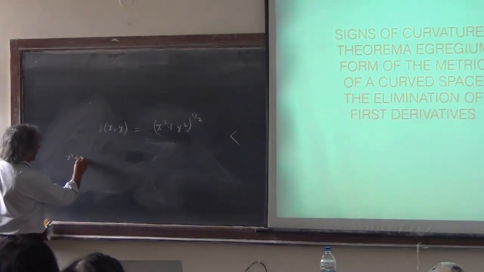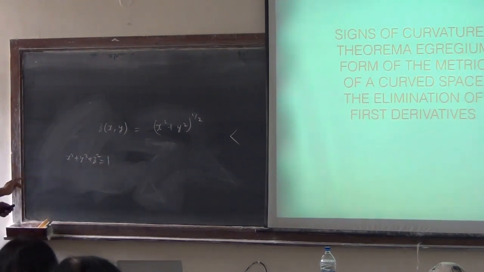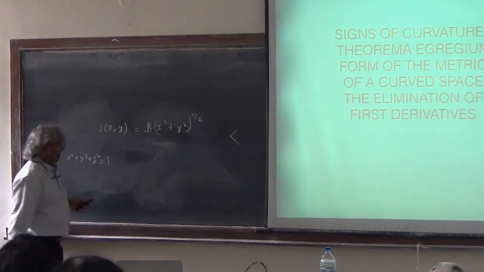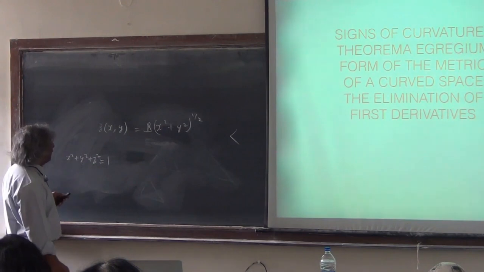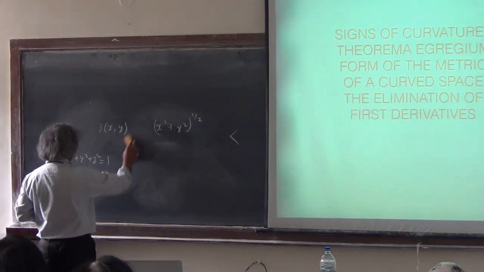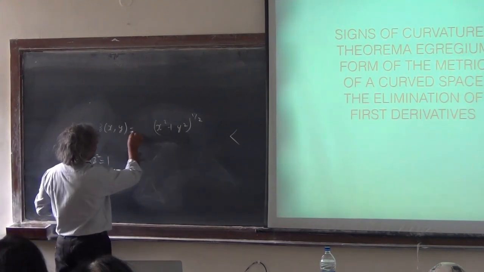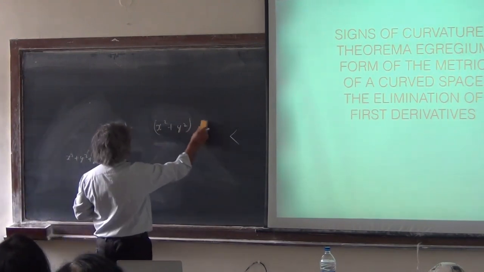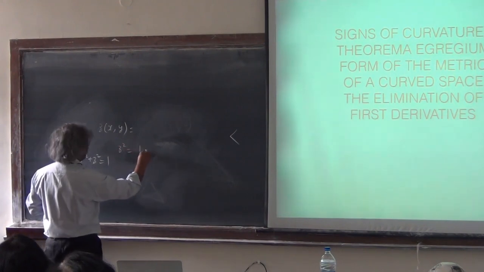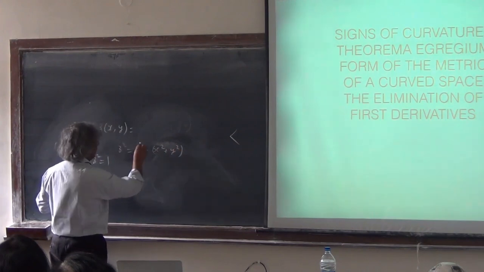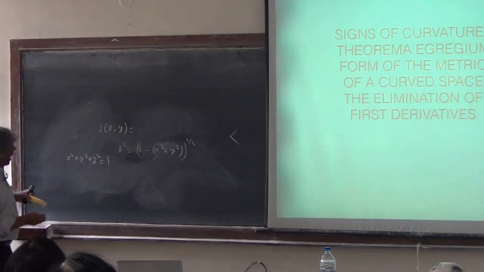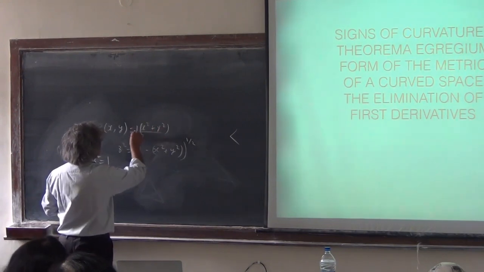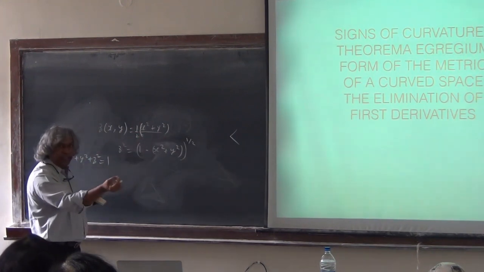Because I know I can write x squared plus y squared plus z squared equal to 1, and this defines the surface of the sphere. Solve this for z, and you'll get this equation. You can also put something here, r, the radius, times this. So that's a sphere with radius 1. But I could also just write (x squared plus y squared) over 2, and this will describe a sphere of some radius in the region around the origin.